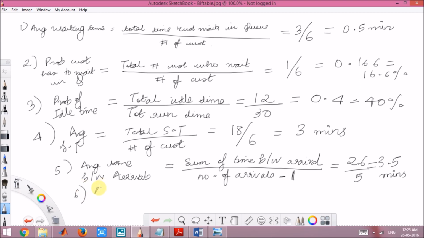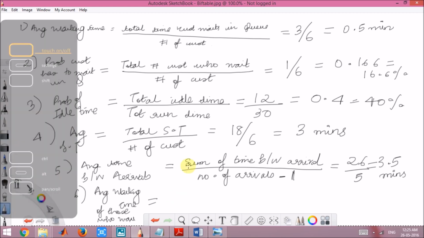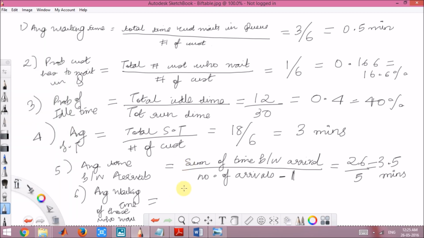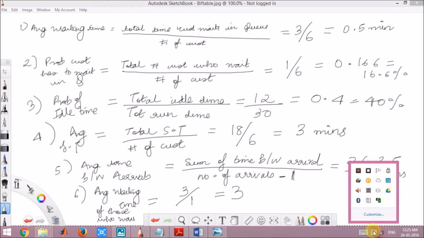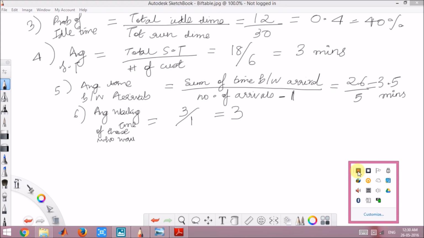So the sixth thing that they ask us is the average waiting time of those who wait. So this is given by the total time the customer waits in queue divided by the total number of customers that actually wait. So the total time the customer waited was 3, divided by only one customer waited. So 3 by 1 is 3.